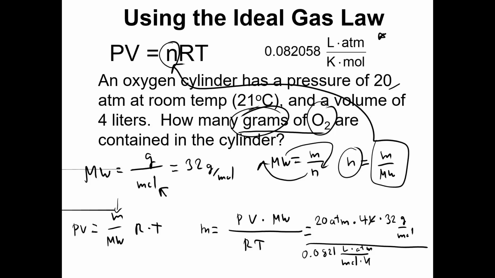So right away we can see the liters cancels, the atm cancels, and the moles cancel. And I am multiplying by, of course, 21 degrees has to be added to 273 because we have to have Kelvin here, right? We want Kelvin to cancel, times 294 Kelvin. That cancels, and we get an answer of 106 grams.